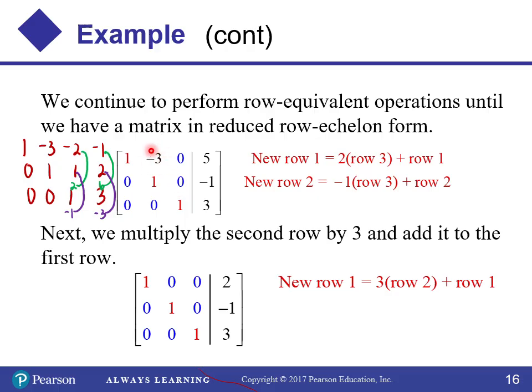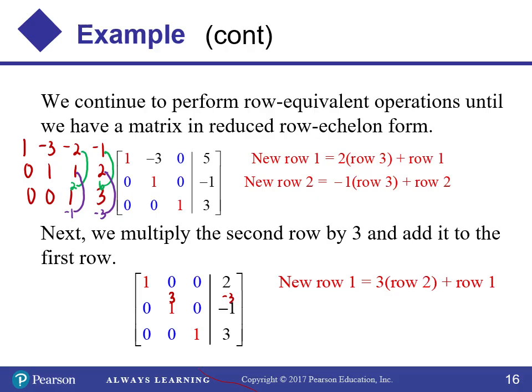Now I'm going to get a 0 in this spot where the negative 3 is. So they're saying we're going to take 3 and multiply it by row 2 and then add it to row 1. So let's try that. If I have my row 2, that's this row here, multiply it by 3. 3 times 0 obviously is just 0. 3 times 1 is 3. 3 times 0 is just 0. 3 times a negative 1 is negative 3. And then I'm going to add that to my row 1.